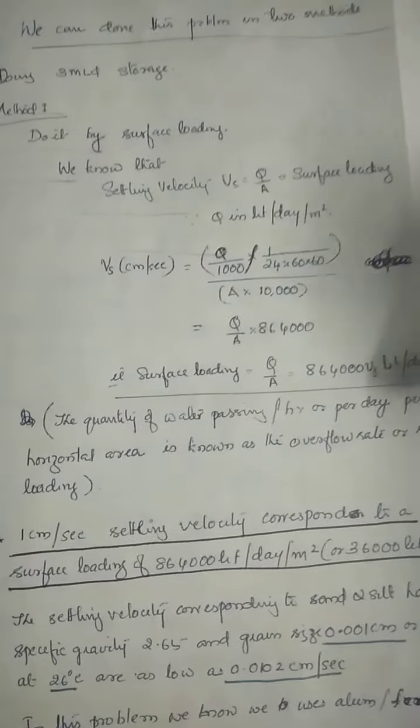Here we get 8,64,000 Vs, that we can tell like this: 1 centimeter per second, that is Vs, 1 centimeter per second settling velocity corresponds to a surface loading of 8,64,000 liters per day per meter square, or it is converted into 36,000 liters per hour per meter square.